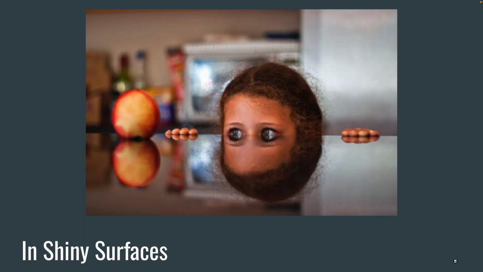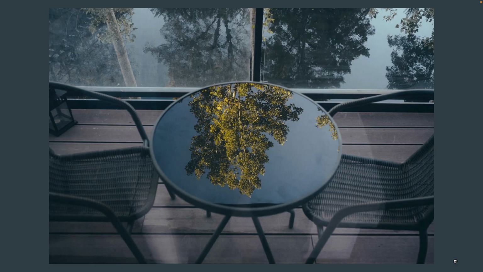Okay, next up, we have shiny surfaces. So this could be glass tops on tables. It could be shiny material, tin foil, sometimes granite or other slabs might have a shiny quality to it where you can see that reflection. So here we have this little girl peeking over the counter, so you see her reflection. Here we have a patio table, so the glass is showing the reflection of the trees that are outside of the balcony.